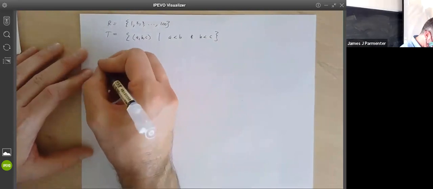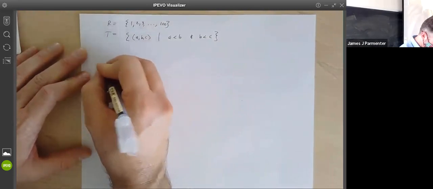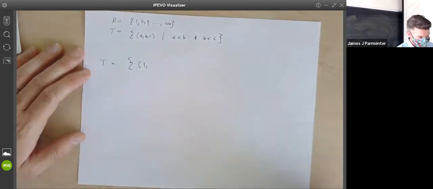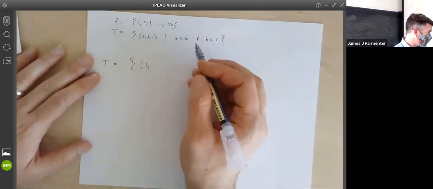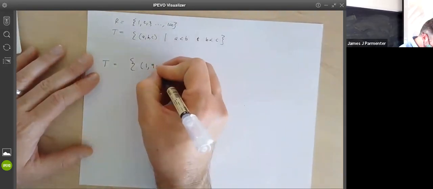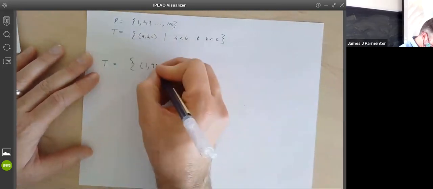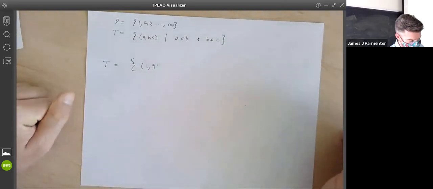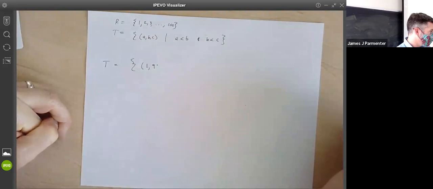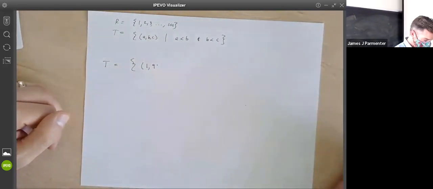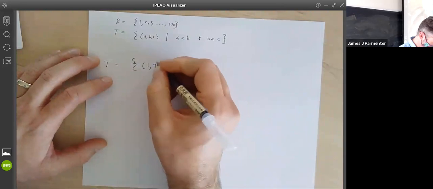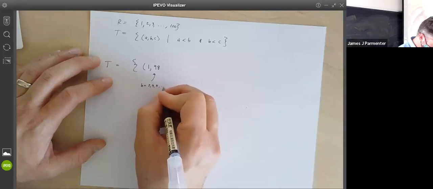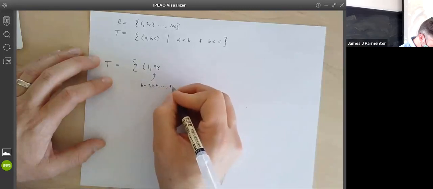So let's start with what T looks like. A could be 1. If A is 1, there are a lot of choices for B. There are 99 choices for B? Yeah, 99. Actually, I'm going to say 98, because technically I can't pick B to be 100. If B is 100, then there is no choice for C. So there are 98 choices for B. B can be equal to 2, 3, 4, all the way up to 99.